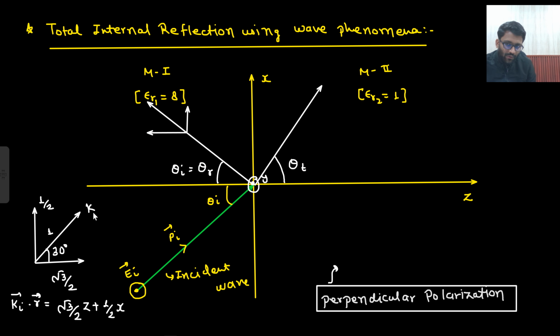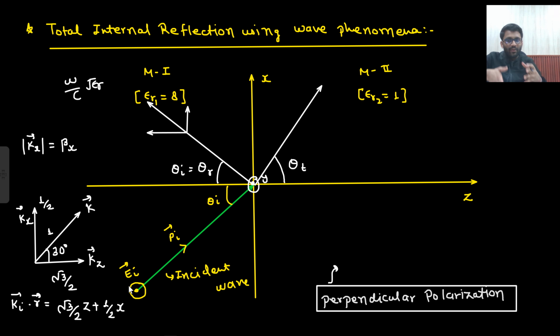Because if this is the direction of your k, then this is the k vector in z direction, and this is the k vector in x direction. So I only need to take the k vector in x direction, because the k vector in x direction will have a magnitude of beta x. First I will calculate my beta, that would be omega by c and root epsilon r. After applying this formula, I see that this is the total beta, but my wave is traveling only in x direction. So for x direction, this is theta I, so I need to take the sine theta I component. That's it. This will be my beta. This is how I will solve in the examination.